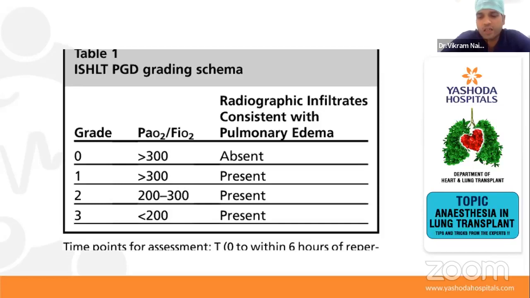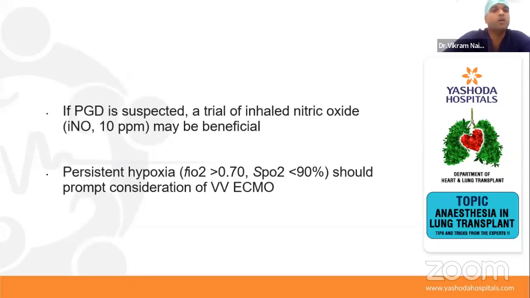ISHLD recommends the usage of mechanical ECLS like VV or VA ECMO if the grade of PGD is 3. If PGD is suspected, a trial of INO is given at 10 ppm. Persistent hypoxia with an FiO2 of 0.7 and saturation of less than 90% should prompt consideration of a VV ECMO.